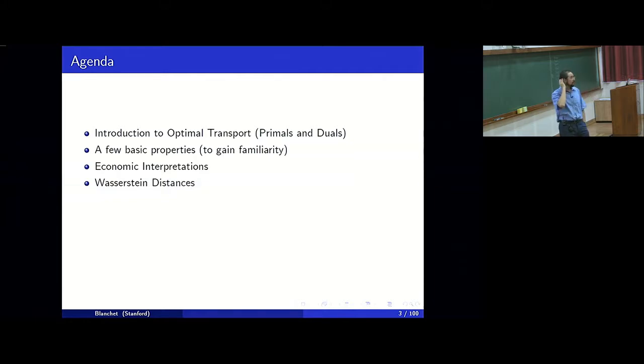Then we are going to connect the theory of optimal transport with a class of distances. And now we are going to start touching on the statistics. So first economics to gain intuition, but then we're going to start seeing the connection to statistics. Some of you might have heard this term, Wasserstein distance. That's a class of distances that are very popular in statistics. They have been rediscovered many times in different areas. And we are going to see that optimal transport is an encompassing theory that is so flexible.